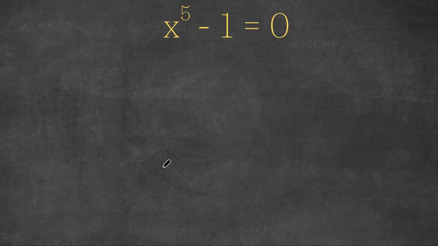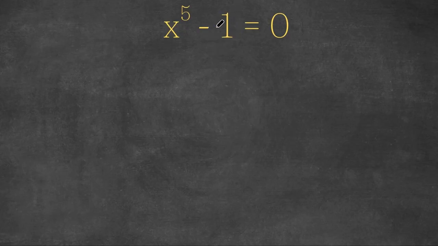In today's video, I'm going to be teaching you guys how to solve this exponential equation. So we have x to the power of 5 minus 1 equals 0. Well, our first step is to isolate x, right? We want to get it by itself. So to do that, we need to get rid of this negative 1 here.